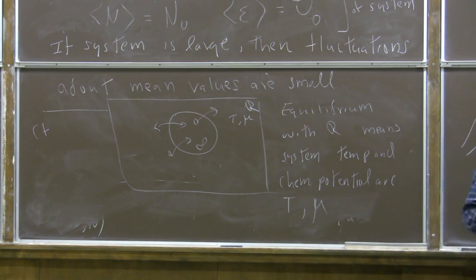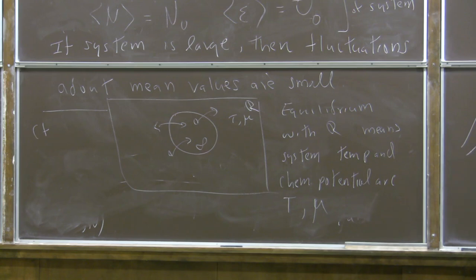Okay? But as the system picks up energy and particle number, its chemical potential and temperature can change. If it gets more energy, it warms up, right? So eventually, it's going to absorb enough energy from the reservoir so its temperature is the same as the reservoir. That's thermal equilibrium. It's going to absorb enough particles from the reservoir so its chemical potential matches the chemical potential of the reservoir. Now they're in diffusive equilibrium.